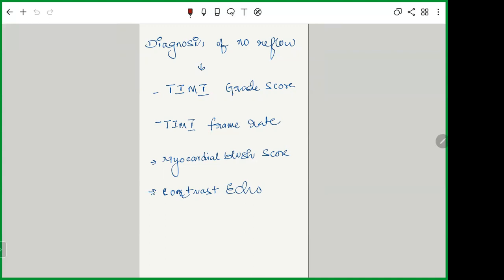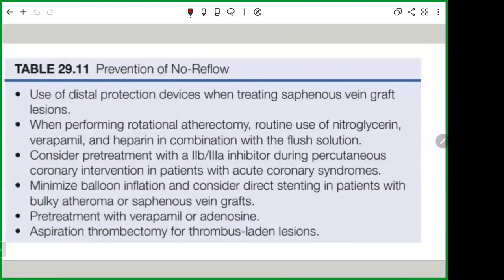One, what we routinely use, is the TIMI grade score, like 0, 1, 2, 3, what you mentioned. And next is the TIMI frame rate. Another is the myocardial blush score, and another is the myocardial contrast echo. So these were meant to better diagnose the no reflow phenomenon. Whatever the studies mentioned about any drug, how it improves the microcirculatory phenomenon was demonstrated by the myocardial blush score and the contrast echo of the myocardium. Okay? So there are some prevention factors of the no reflow phenomenon.